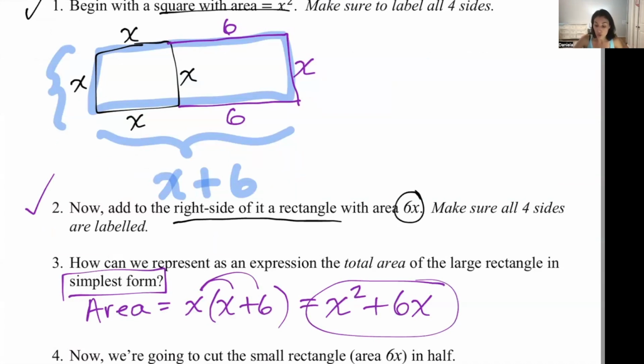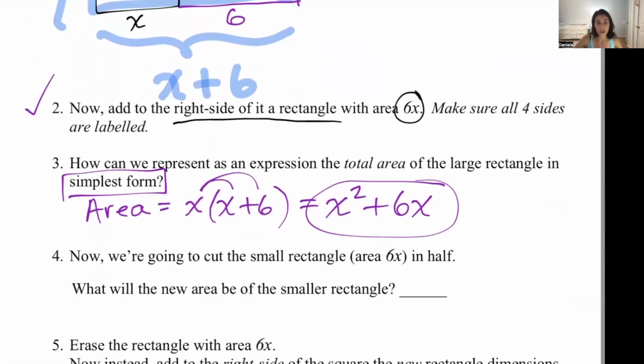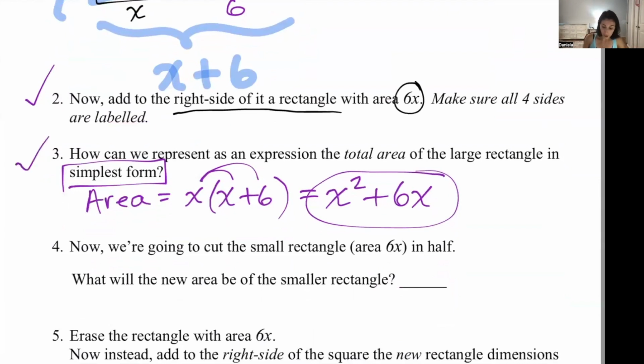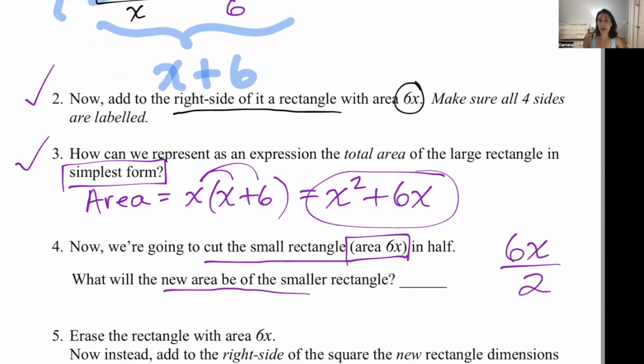That's where we're at. So now, what are we going to do? Step 4, right? So this is check. Step 4 is now we're going to cut the small rectangle, the one with the area of 6x, in half. So what will the new area be? After we got the area of the rectangle, which is 6x, we cut it in half. In other words, we're dividing by 2. What would be the area of that half rectangle? Well, 6x divided by 2 is 3x.